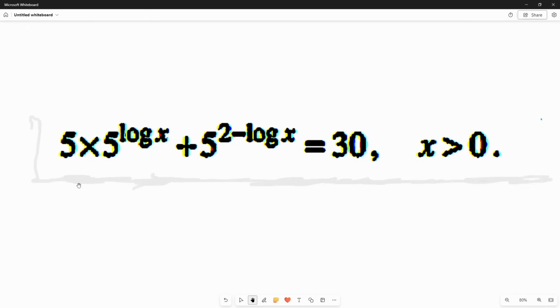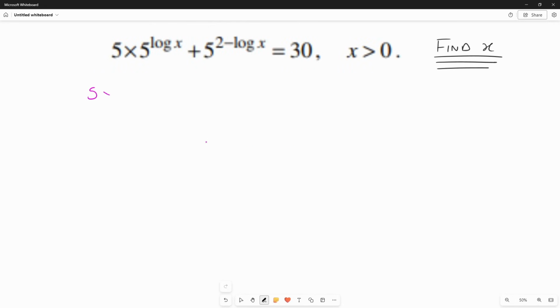So this question gives us the equation 5 times 5 to the power of log x plus 5 to the power of 2 minus log x equals 30, x being greater than 0. And we need to find x. I'm going to write the equation under it over here.